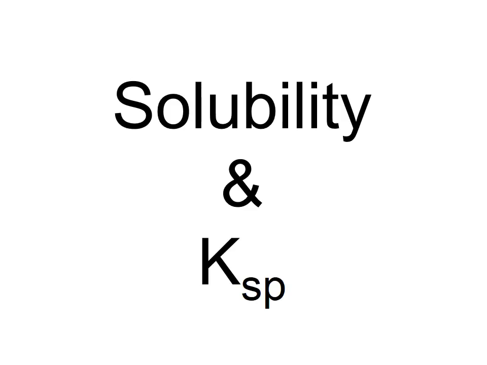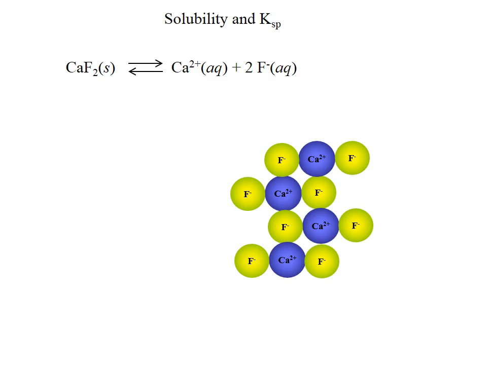So we're going to talk about solubility and Ksp. These are special kinds of equilibria. We talked about equilibrium in general, and we talked about acid-base equilibria. Now this is a new kind of equilibrium where we're trying to dissolve a solid salt, a solid ionic compound. So let's take this solubility equilibrium, for example.